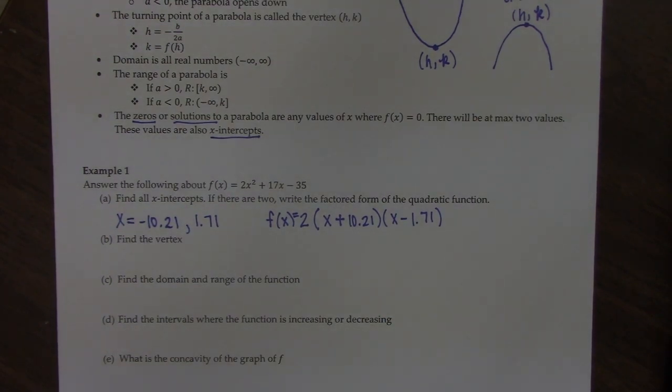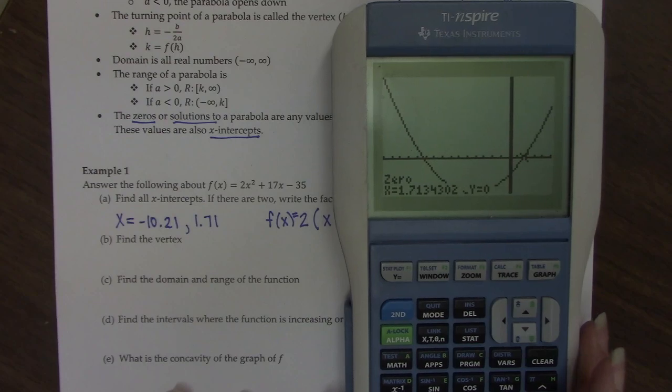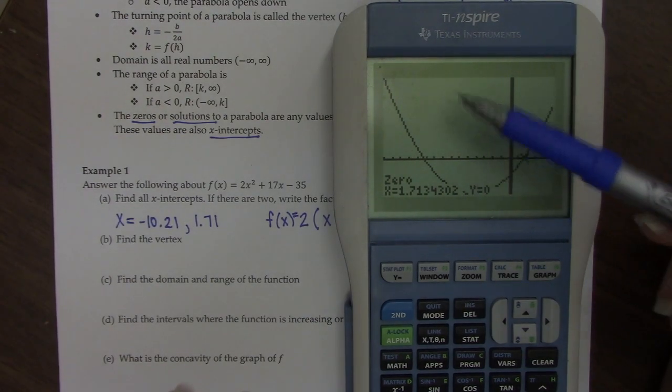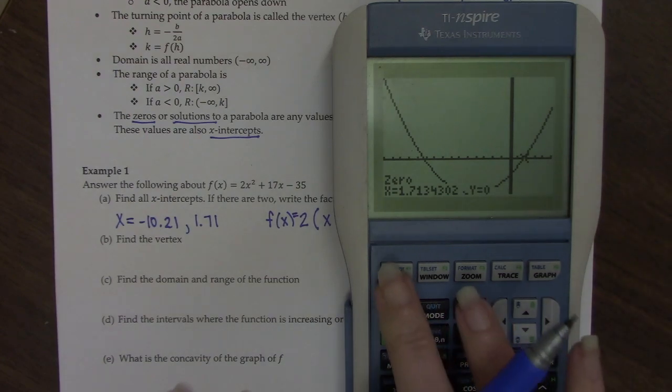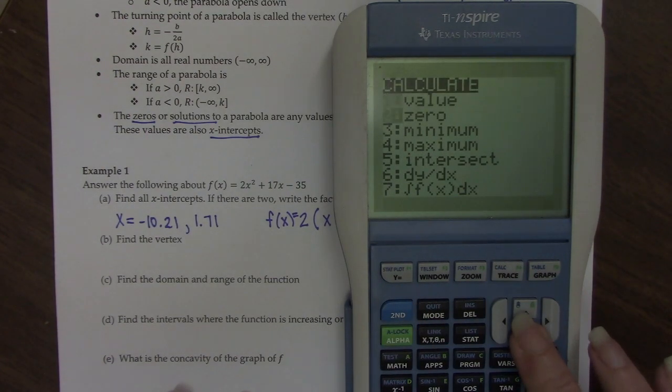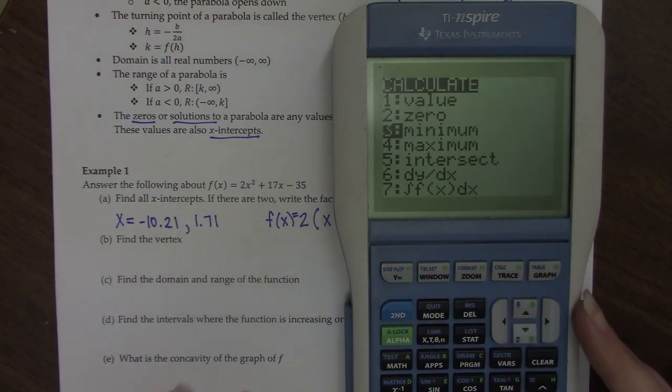All right, then it asks us to find the vertex. So we could use this algebraic method up here. It's a little bit long, or we could use our calculator. So in this case, since the parabola is opening up, the vertex is a minimum. So that means when I go into my second calculate, I want to scroll down and I want to pick the minimum of the function.